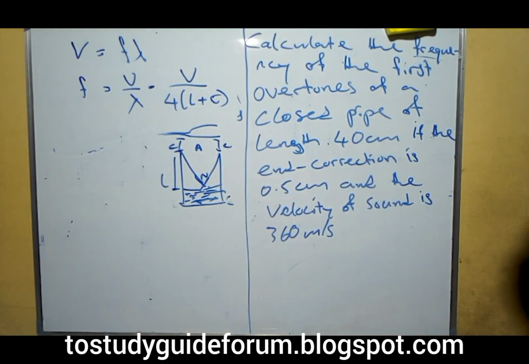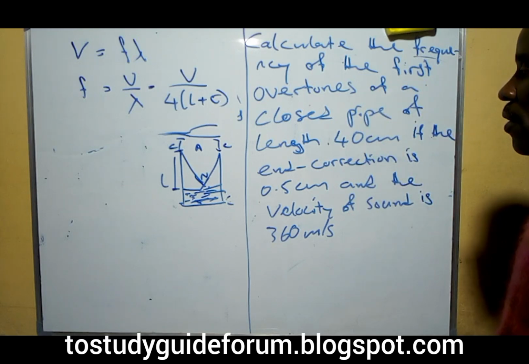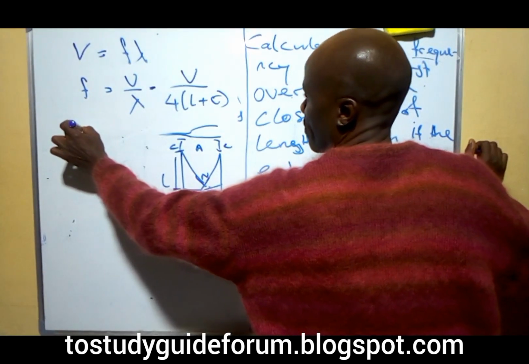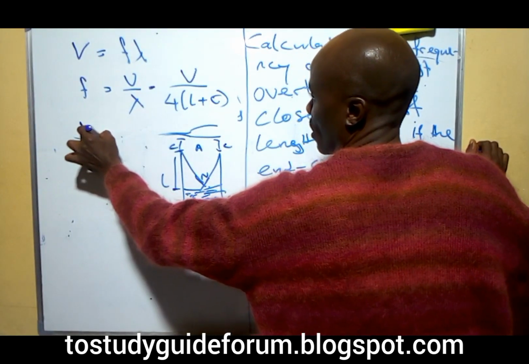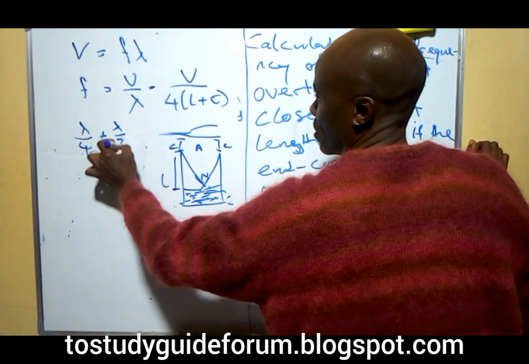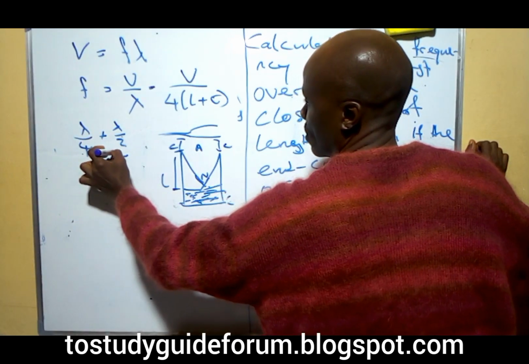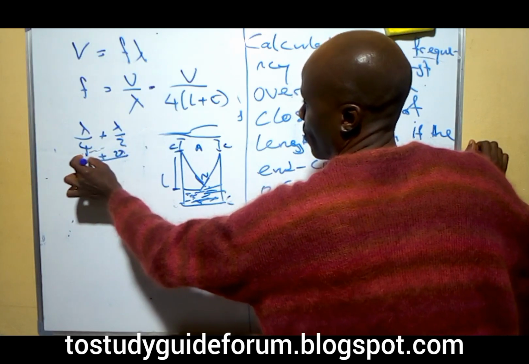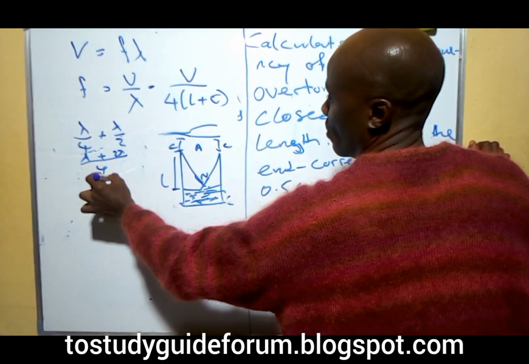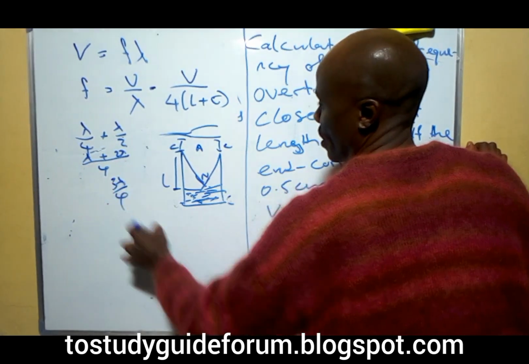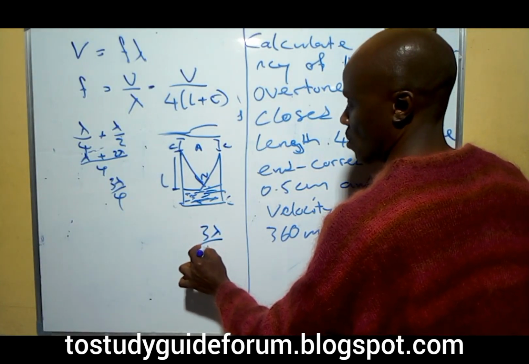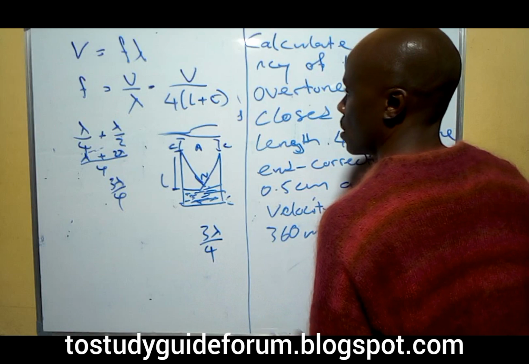So now we're going to find the first overtone. The first overtone for a closed pipe: the first one is lambda over 4. The second one, adding lambda plus 2 lambda, will give us 3 lambda over 4. Yes, that's what we have up there. That means it will be equal to this. That is what we have.